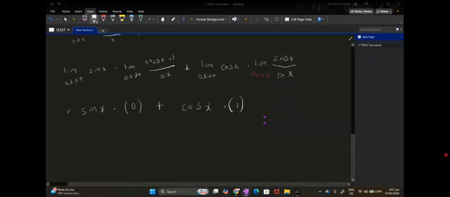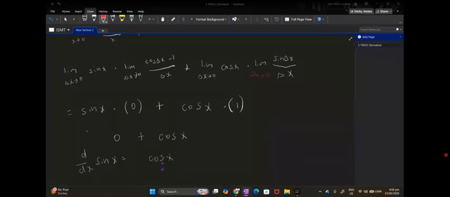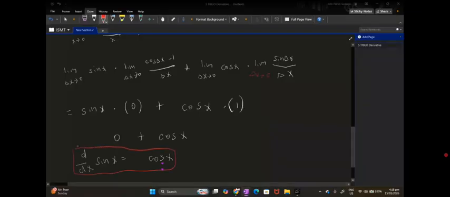So sine of x times 0 is 0, times 1 is cosine of x. So, the derivative of sine x is equal to cosine x. So that's how you solve the derivative of sine of x, sorry.